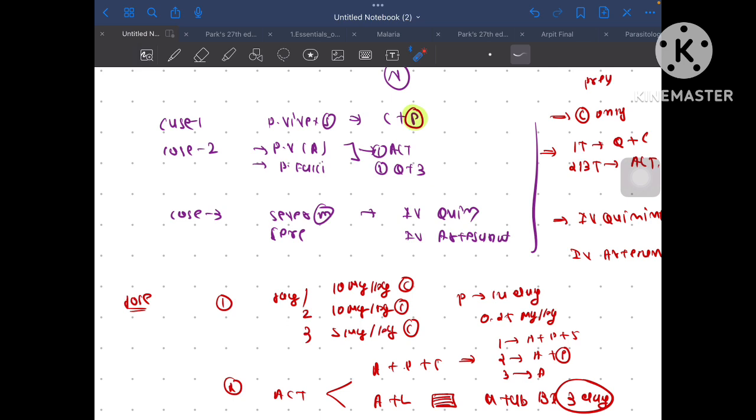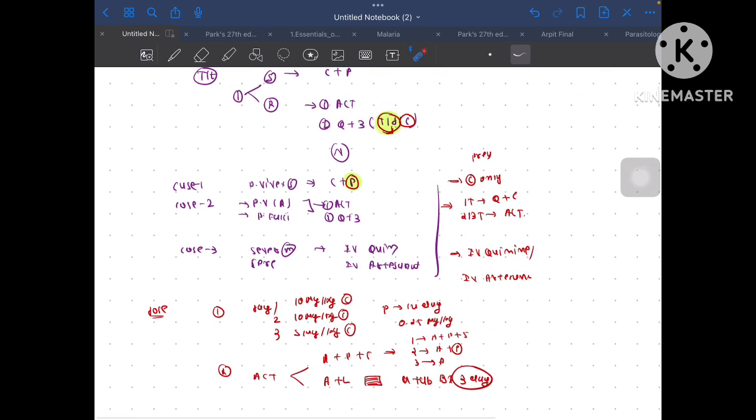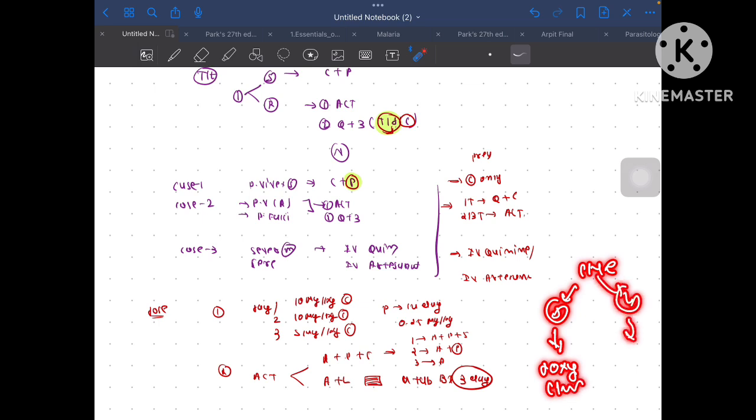In the case of severe or complicated malaria, we use IV quinine or IV artesunate. So this is the treatment that you can write. In the case of chemoprophylaxis, if it is short term, then we use doxycycline, and if it is long term, then we use mefloquine. Mefloquine is given weekly.